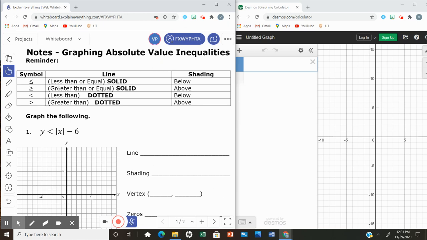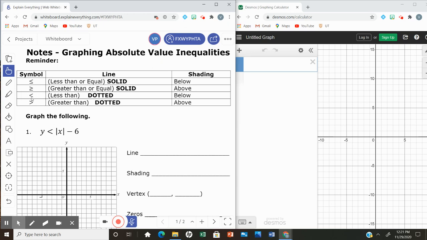Let's take a look at the table that's in the notes. The very first symbol in the table represents less than or equal, which produces a solid line when graphed, and the shading for this one is going to be below. The second symbol in the table represents greater than or equal to. It also produces a solid line, and the shading is above.